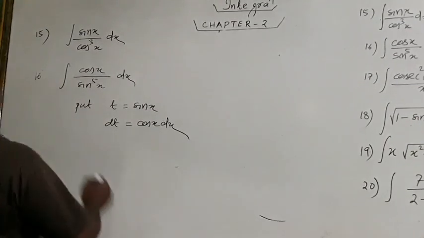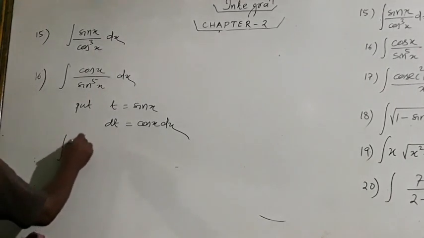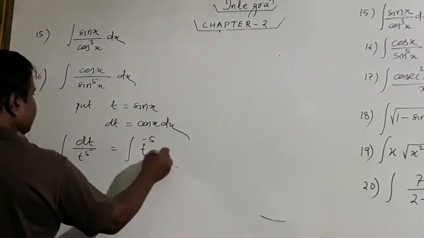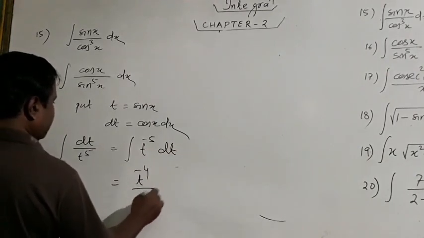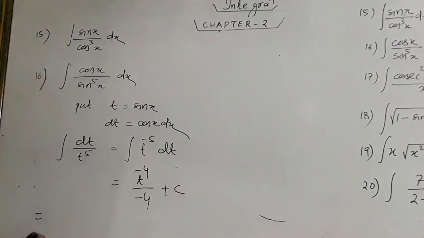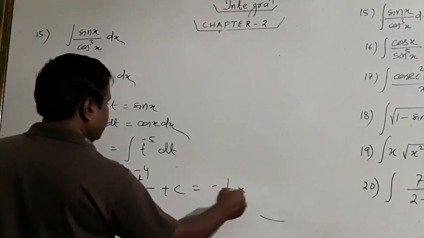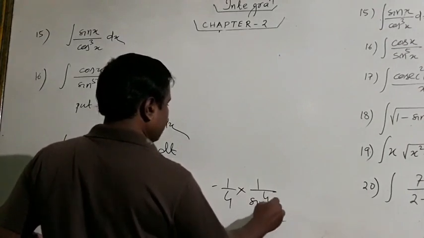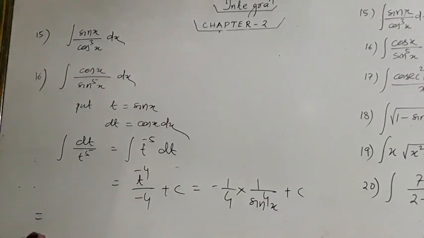Here in number 16, look at it. It is just like 15. Just put t equal to sin x. Then dt is cos x dx. The integration becomes dt by t to the fifth. It is equal to t to the power minus 5 dt. And the answer is what? t to the power minus 4 by minus 4 plus c. And you can put t equal to sin x. It becomes minus 1 by 4 into 1 by t to the 4, meaning 1 by sin to the 4, plus c. That is minus 1 by 4 cosec 4 x. Okay.